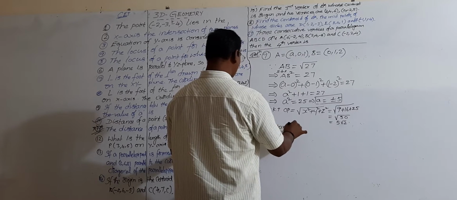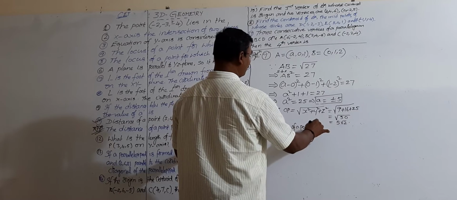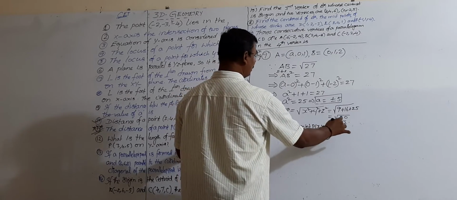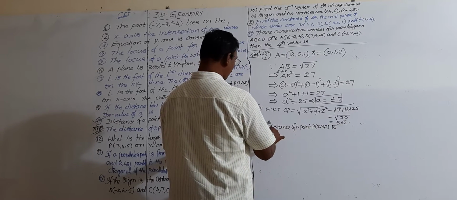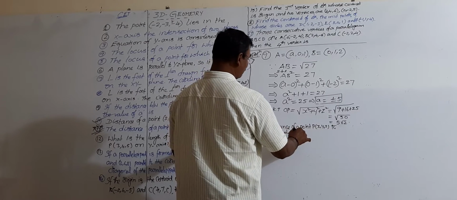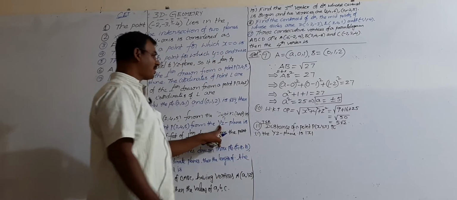Distance of a point P(x, y, z) to the YZ plane. So what is the formula? It is mod x. Otherwise you calculate.